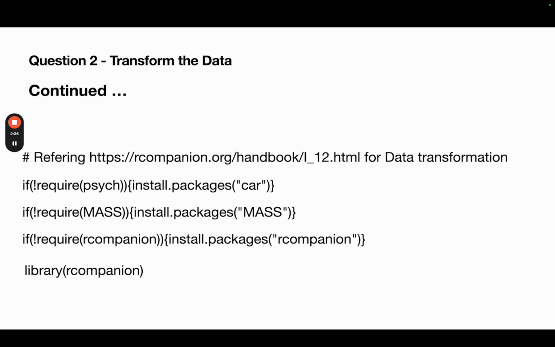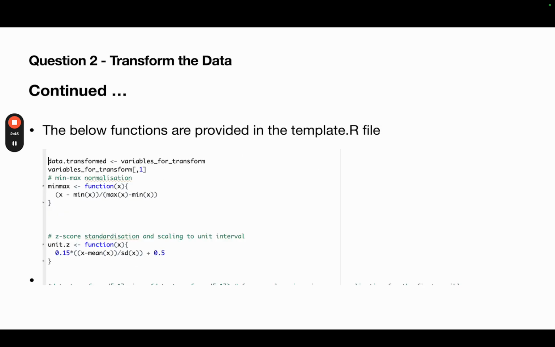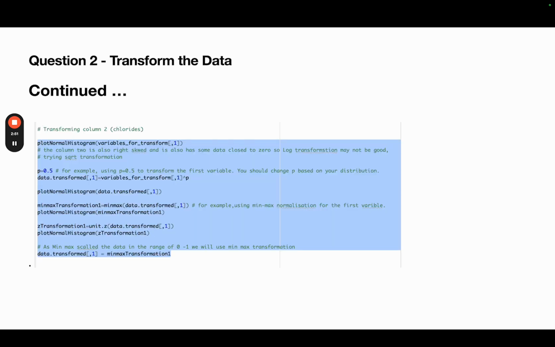I'm using reference as RCampaign and corresponding packages for some data transformation and plotting of some graphs. These are the two functions that are already given to us in the template file. I'm using the same functions.